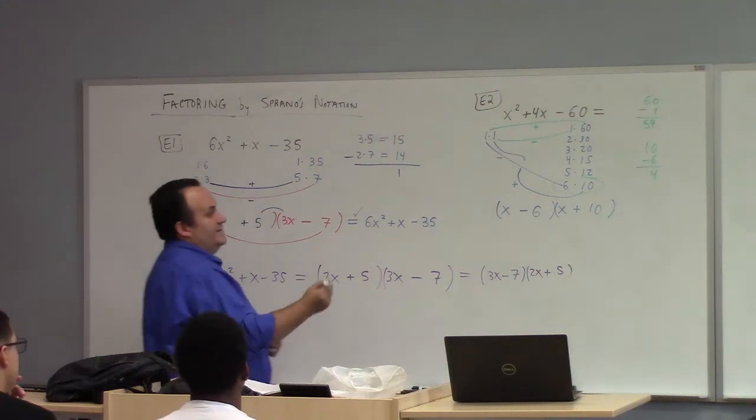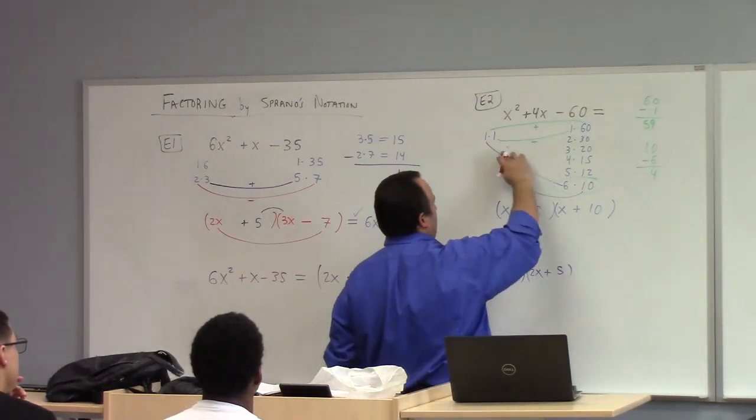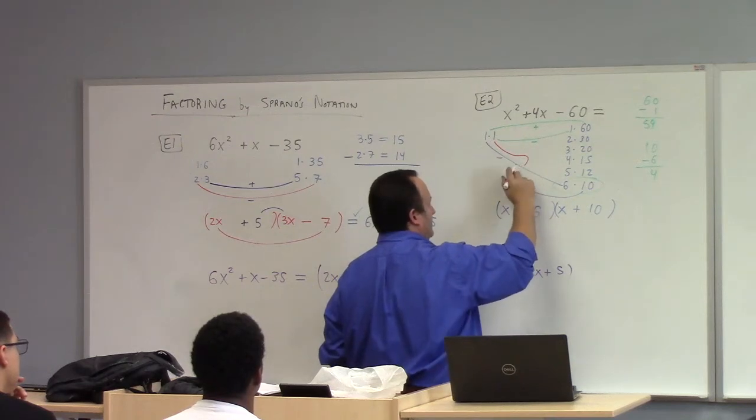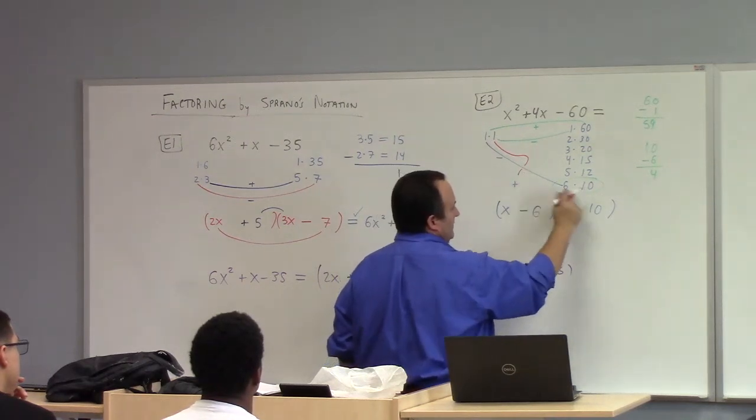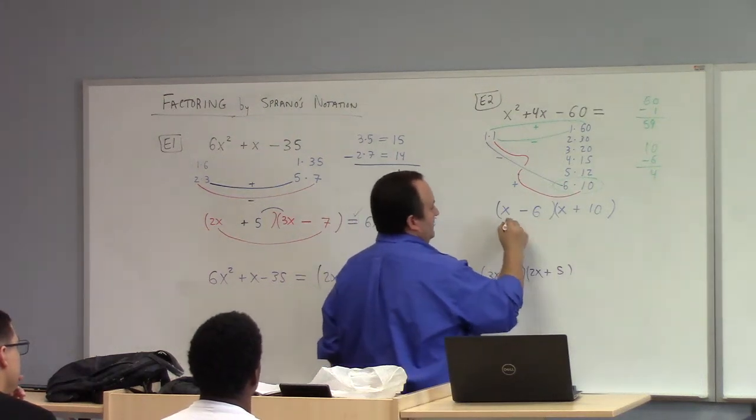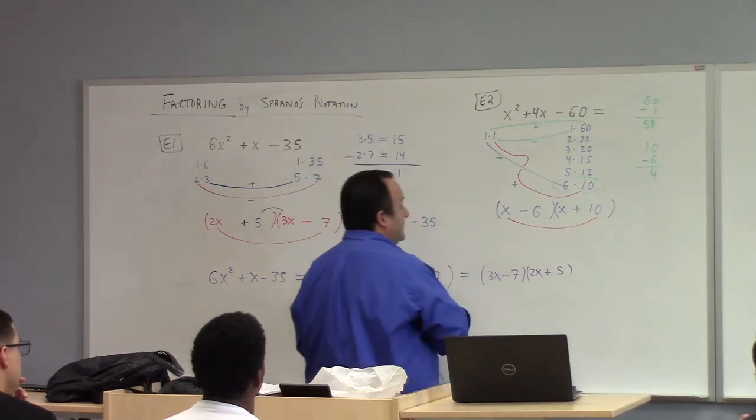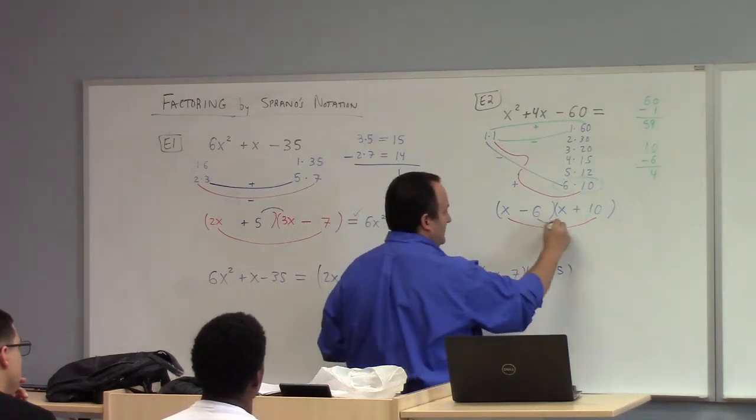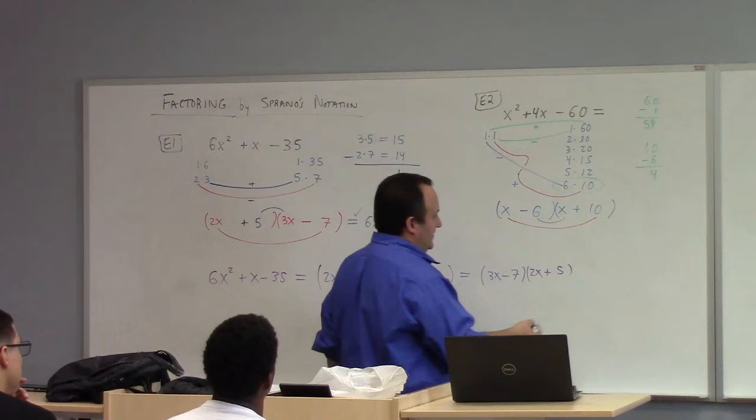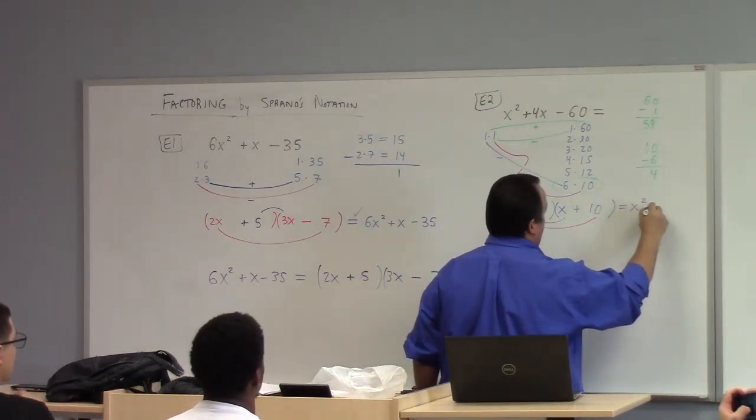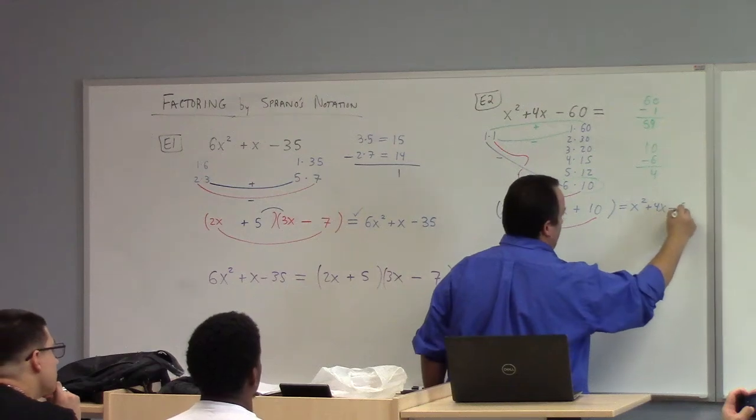I'll change the color to make this less offensive. There you go. So that's this, right? And that's this. And of course, at the end, we should always multiply it out and make sure it works. X squared plus 4x minus 60.